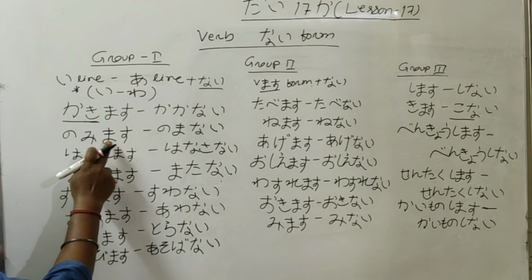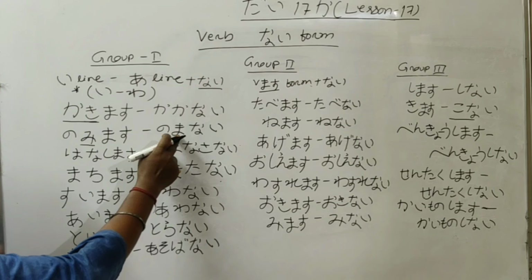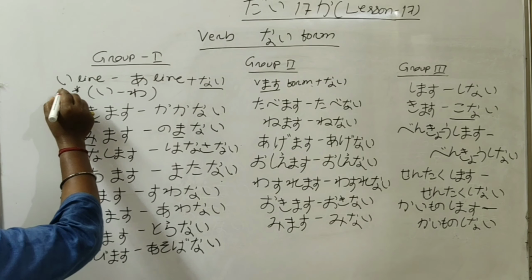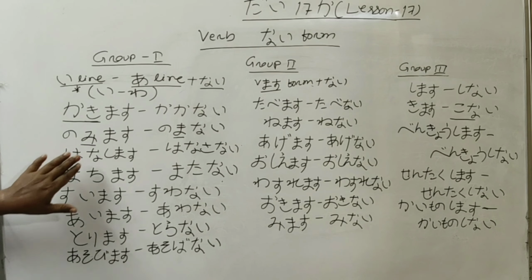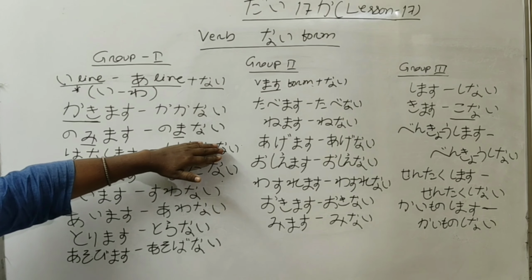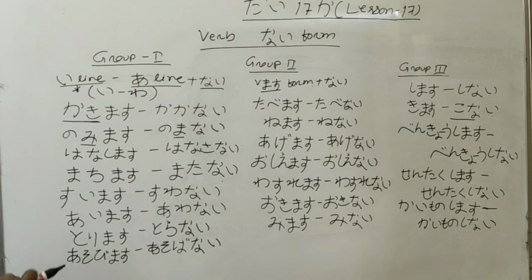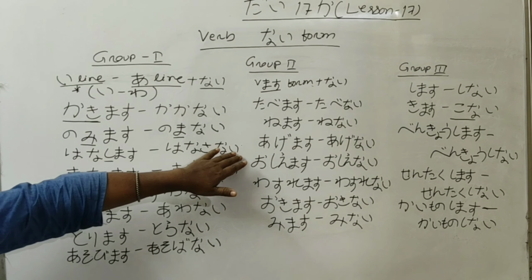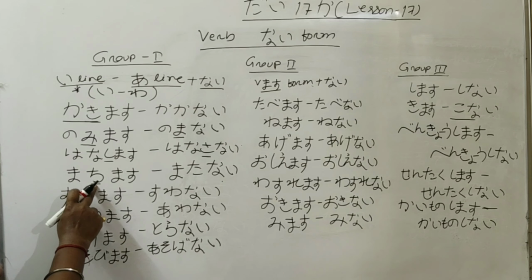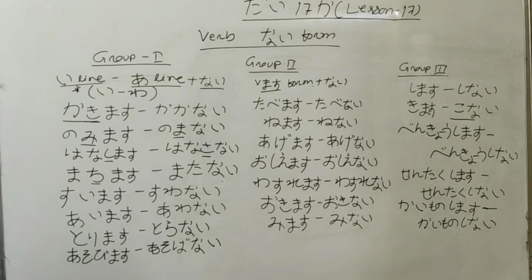Similarly, nomimasu. Nomimasu, the last sound is mi. Mi changes to ma. As per this, E lines change to A line plus nai. So here mi changed to ma, so it became nomanai. Hanasimasu, si changes to sa, so hanasanai. Machimasu, chi changes to ta, so matanai.